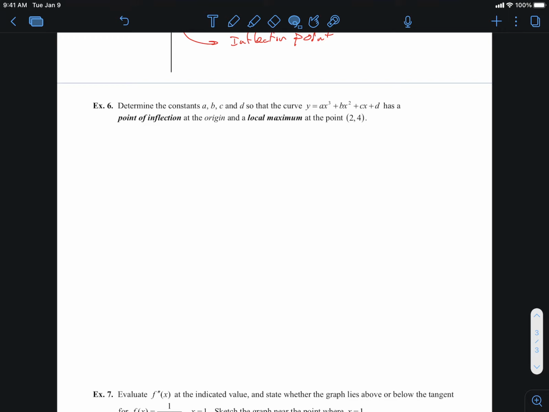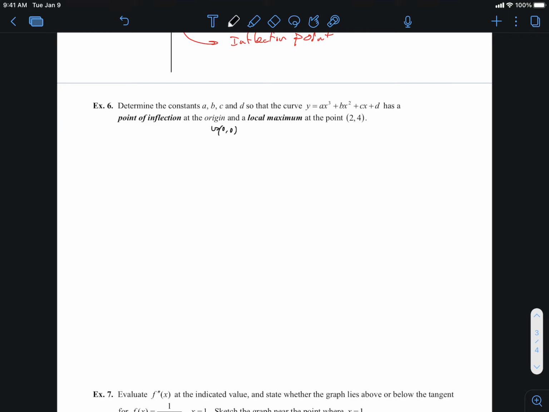So with this question, we want to determine the coefficients or constants a, b, c, and d so that the curve ax cubed plus bx squared plus cx plus d has a point of inflection at the origin. This is going to be important. Remember the origin is going to be 0, 0, okay? And a local max at this point, 2 and 4.